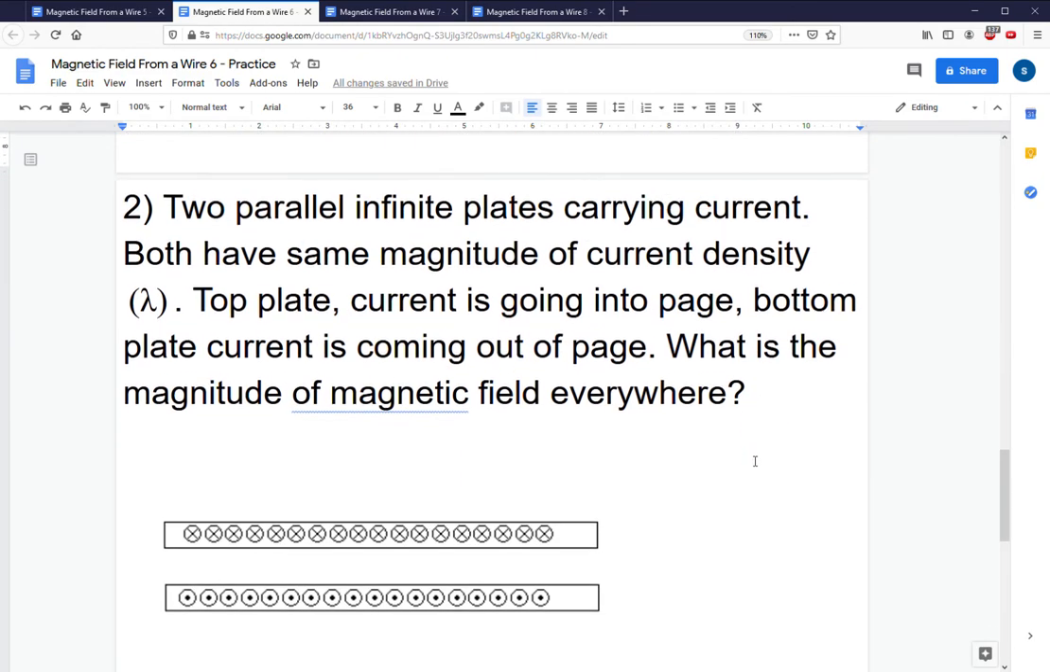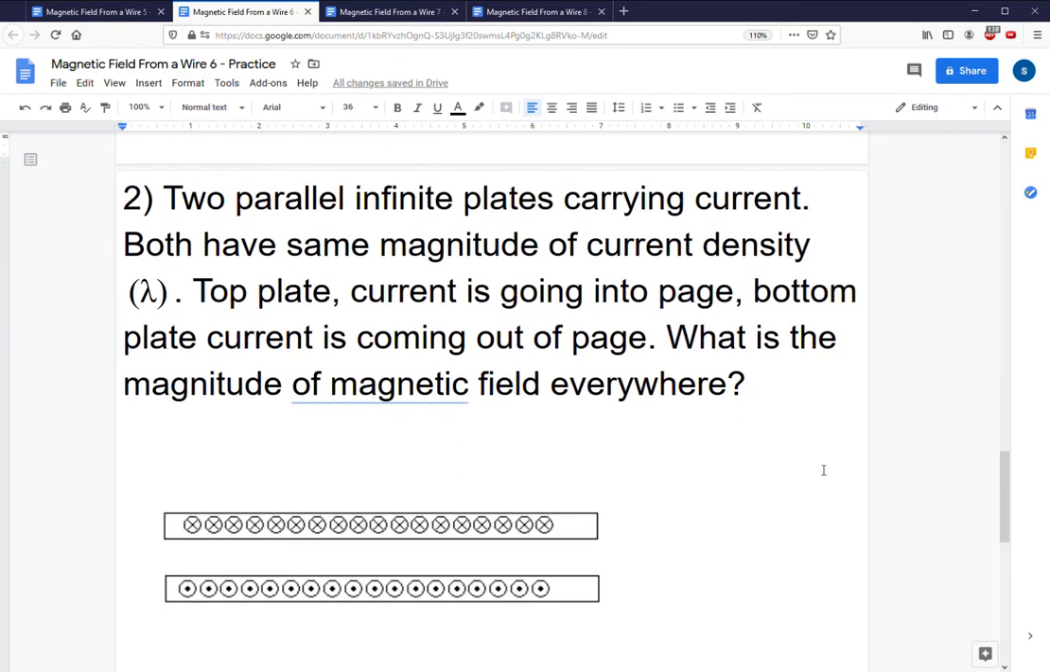Problem 2. 2 parallel infinite plates carrying current. There are 2 parallel infinite plates carrying current. Both plates have the same magnitude of current density, which we can call lambda. For the top plate, the current is going into the page, and the bottom plate, the current is coming out of the page. What is the magnitude of magnetic field everywhere? Please pause the video to attempt this problem.